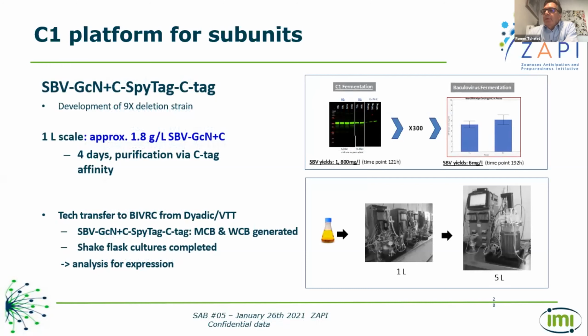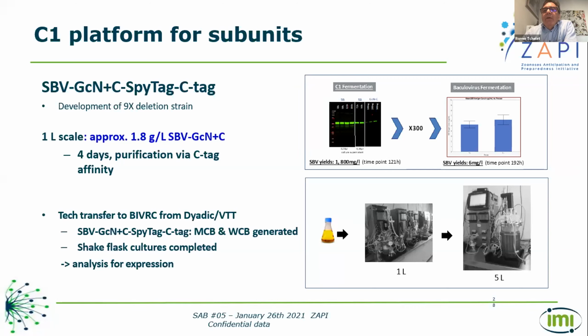At the beginning of the project, we were still using an old generation cell line. So in order to improve the productivity, we identified and knocked out proteases that affected the stability of those antigens. Here you can see the different expression levels that were derived from the 8 protease deletion strain and the 9 protease deletion strain. You see that in the 9X protease deletion strain, we definitely increased the productivity over the 8X protease deletion strain.